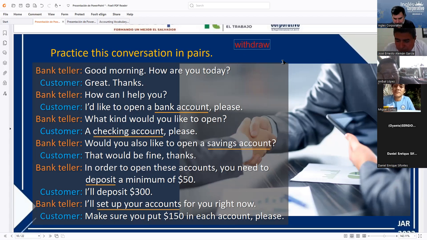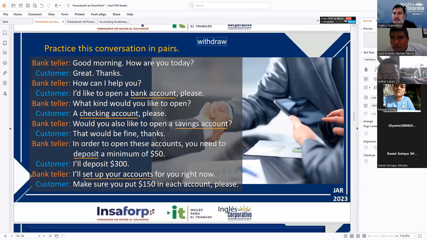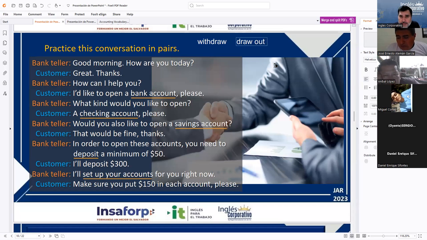Withdraw. What is to withdraw? To take money out from your account. Withdraw. Right? The verb is to withdraw or to draw out. Draw out money. What's the meaning?